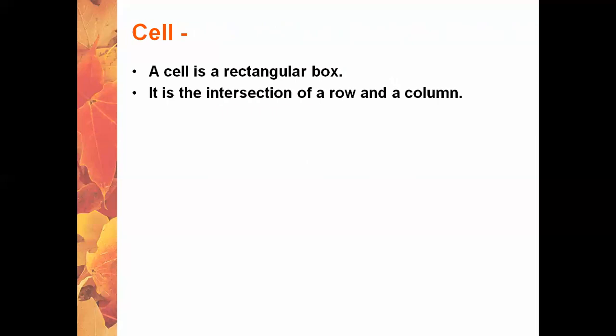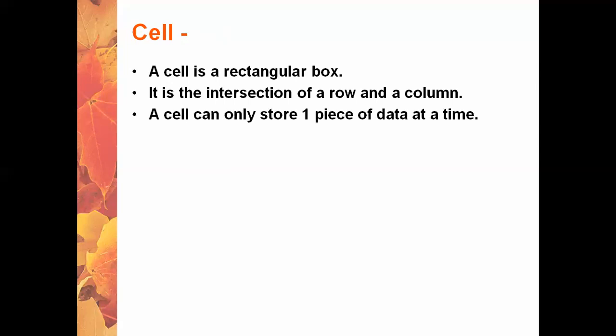Now we have to understand what is a cell. A cell is a rectangular box. First of all, we have to understand that a cell will look like a rectangular box. It is the intersection of a row and a column. So you understand row, you understand column. When a row and column intersect with each other, that portion will be known as a cell. A cell can only store one piece of data at a time. Within a cell, we can store only one data at a particular time.